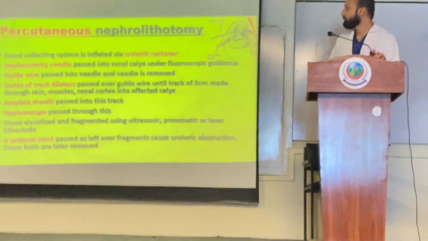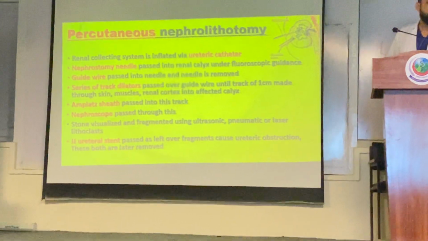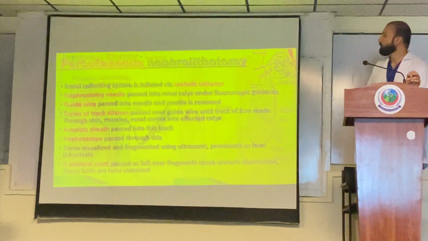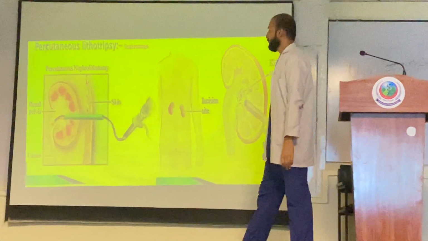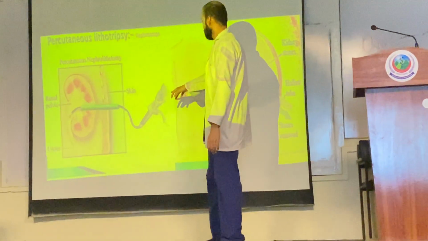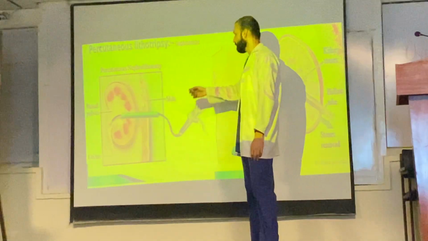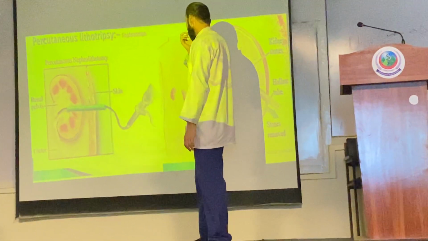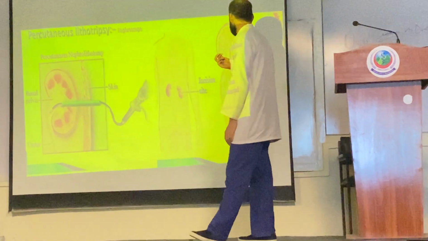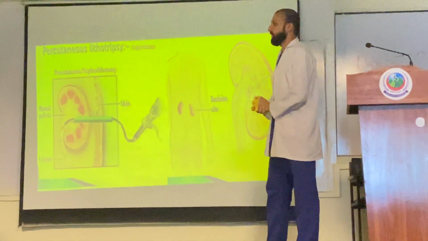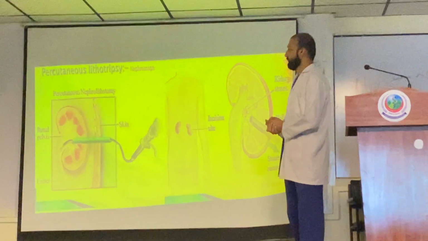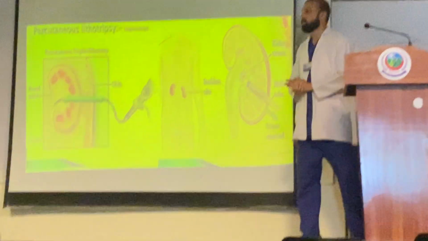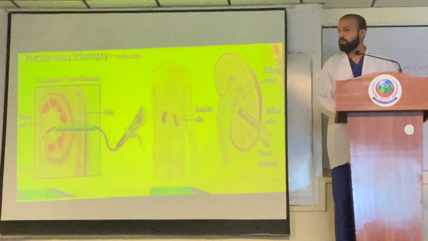So how are you going to take the stone out? The next procedure is the percutaneous nephrostomy. In this, a nephrostomy needle is passed and the guide wire is passed into the renal pelvis, and stones are removed. After this procedure we will insert the double J stent to reduce the urinary obstruction. So this is known as PCNL.